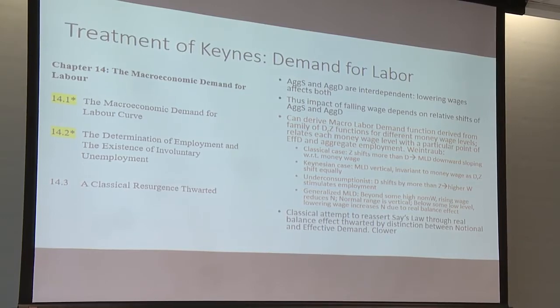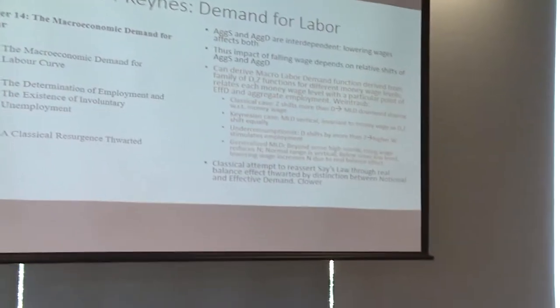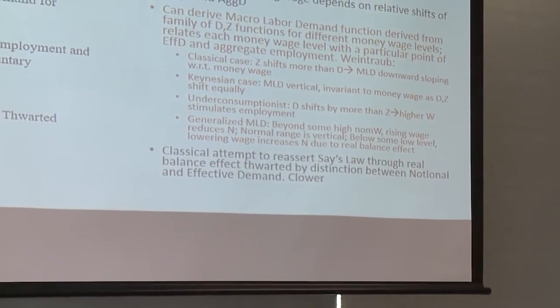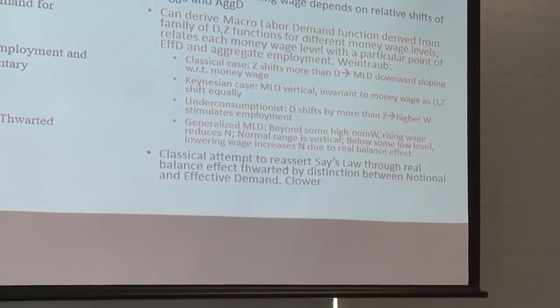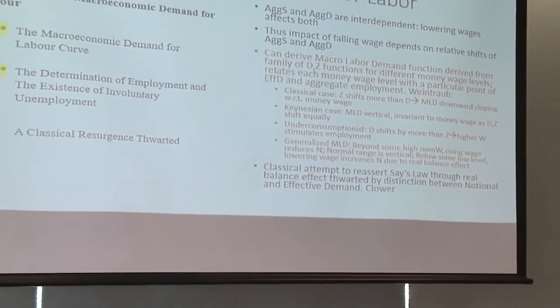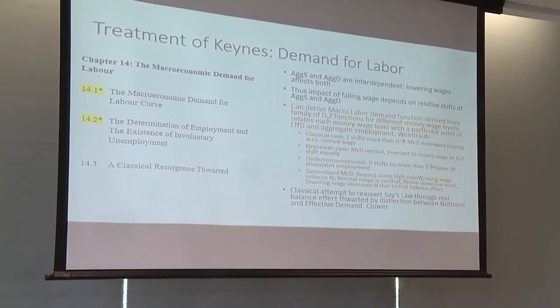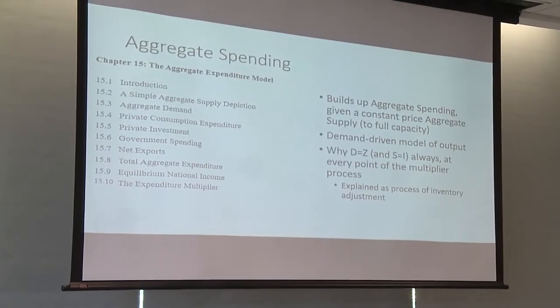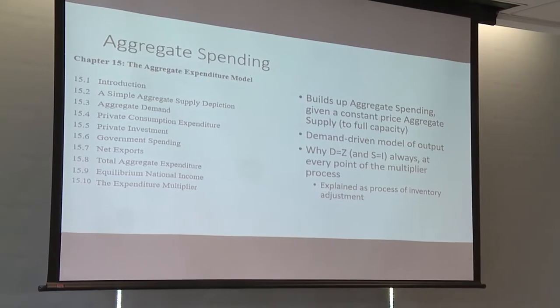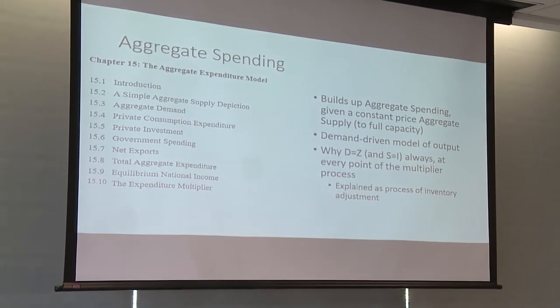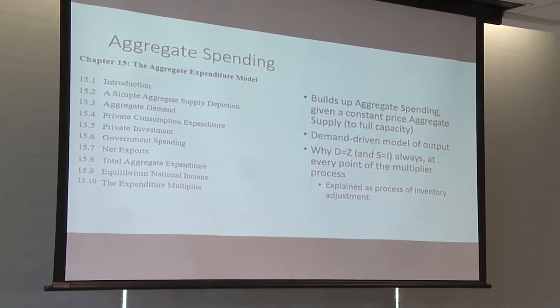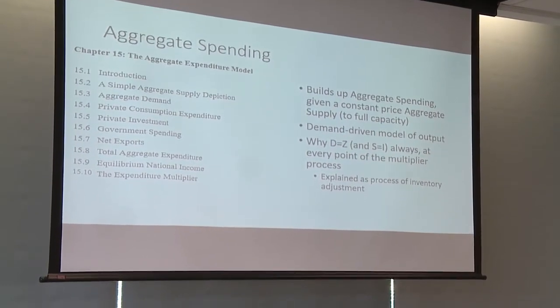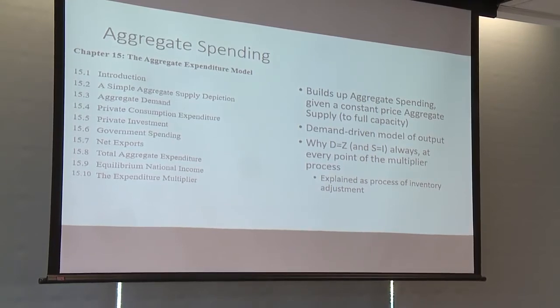And then finally, there's a discussion of an attempt to restore the classical results with the Pigou and Patinkin effects. But we discuss the difference between the notional and effective demand and the Clower contributions. We then build up the aggregate spending model, which is based on a constant price aggregate supply curve up to full capacity. So for the purpose of this chapter, we just assume that the price level is constant, and then in the next chapter, we relax that assumption.